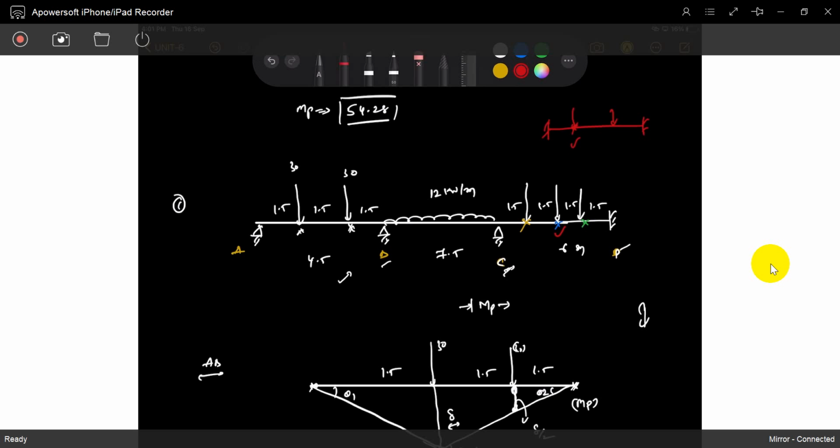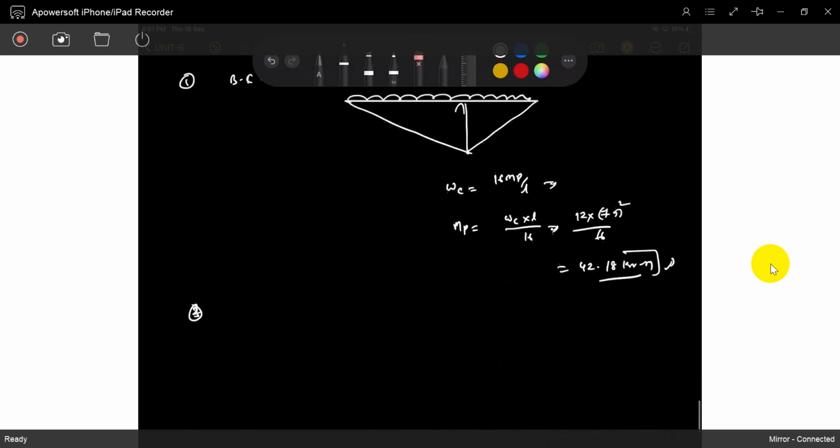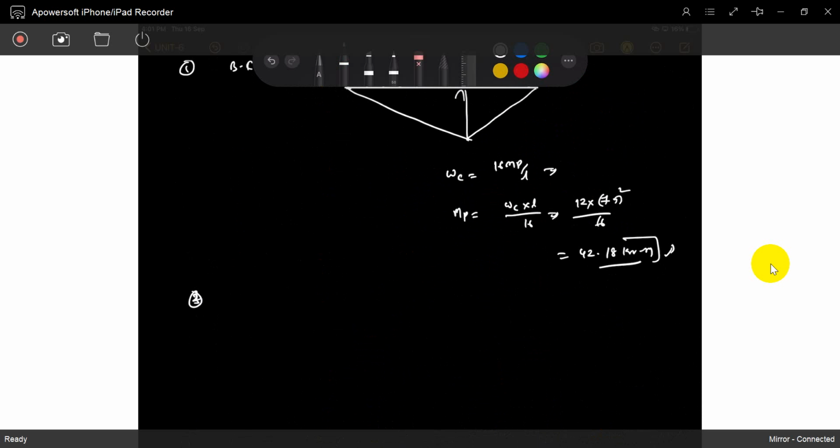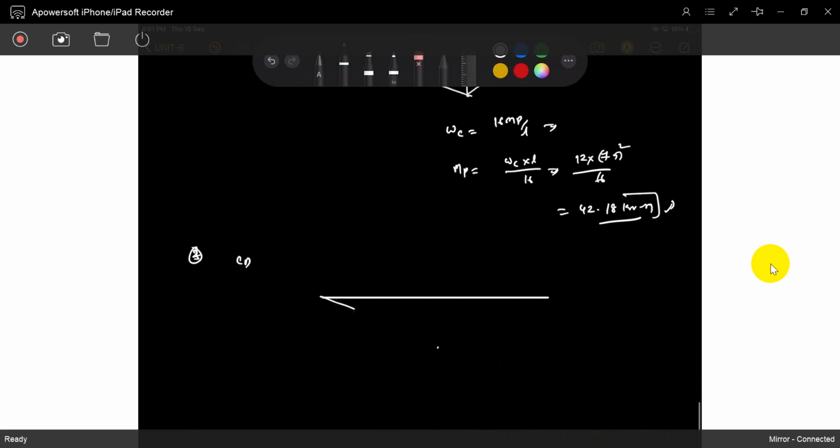Otherwise, okay, I understood. So now it is symmetrical, no need to check other things. You can just find out at center. That's enough. So for the possibility of this CD, exactly at center you can take care of it.